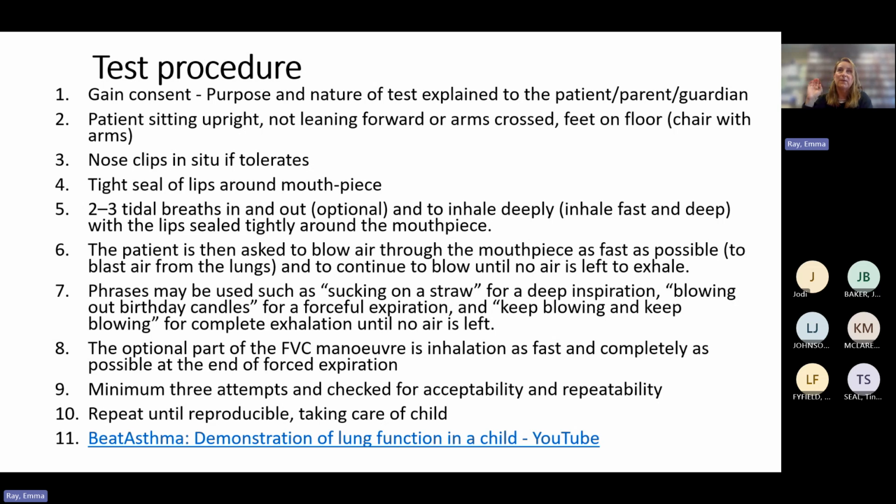So you don't need to be shouting at them. You just keep going, keep going, keep going until you're completely empty. That's fantastic. And obviously giving them positive feedback. You're doing really well. We just need a few more just to get there. So a minimum of three attempts, and that's the same with adults, and checked for acceptability and repeatability. There is a little video there that I can share these slides with you, and you can have a look at that video another time.